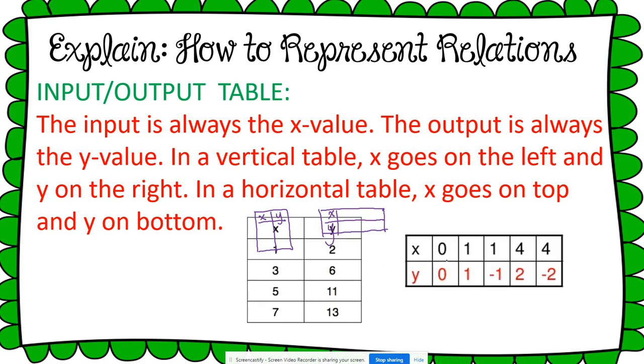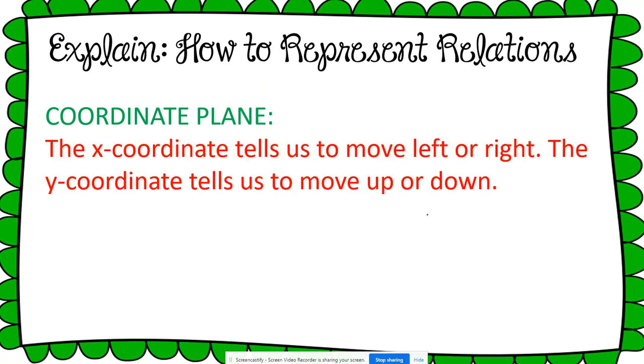So here are two examples for you. I'm sorry, I wrote over that one. On a coordinate plane, the x-coordinate tells us to move left or right, and the y-coordinate tells us to move up or down. So we have ordered pairs, and if we have a coordinate plane, we put those ordered pairs on our coordinate plane.